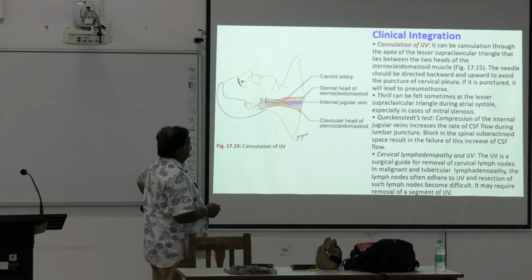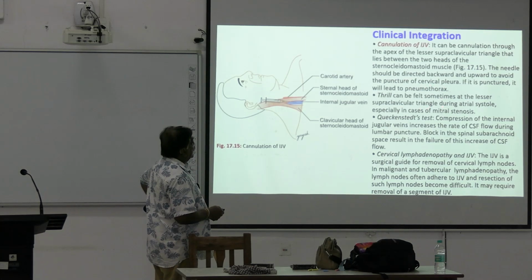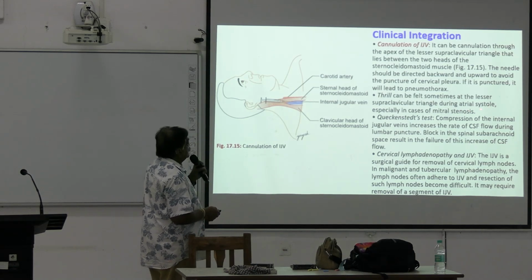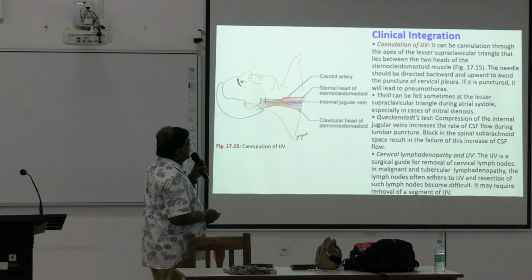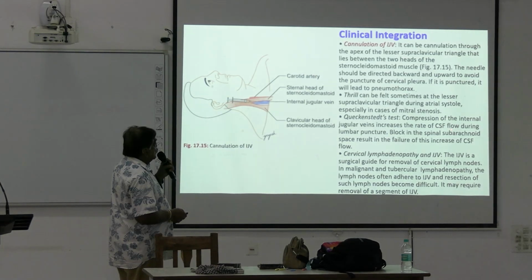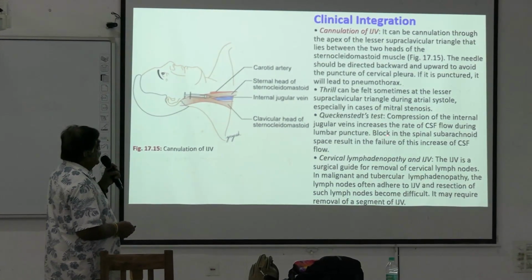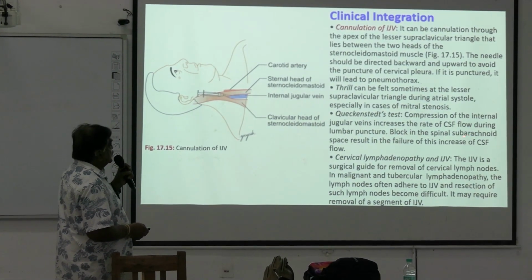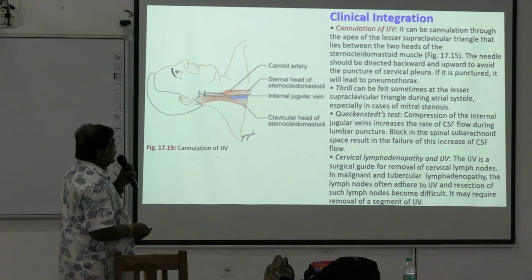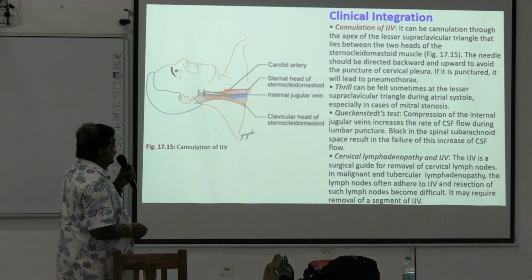This is important. A thrill can sometimes be felt at the lesser supraclavicular triangle during arterial systole, especially in cases of mitral stenosis. Queckenstedt test: compression of the internal jugular vein increases the rate of CSF flow during lumbar puncture. A block in the spinal subarachnoid space results in failure of the increase of CSF flow.